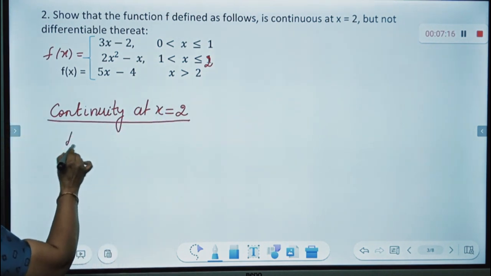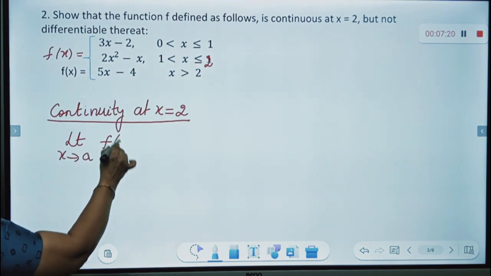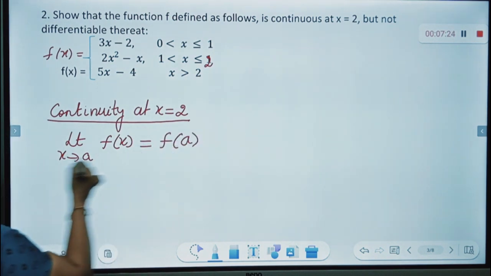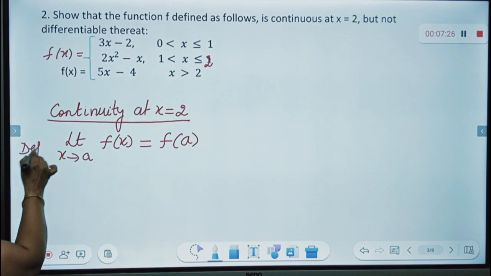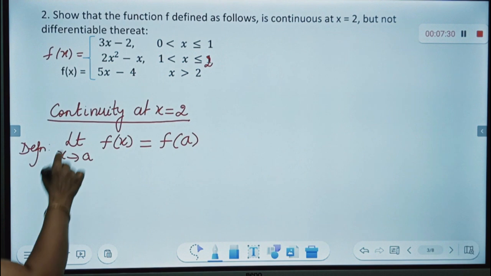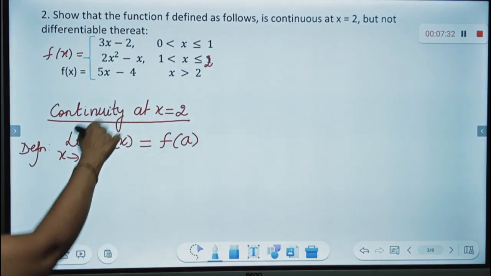When is a function f of x continuous? When limit x tends to a, f of x is equal to f of a, we say the function is continuous. This is the definition of a continuous function. So now at which point do we have to check? At x equal to 2.